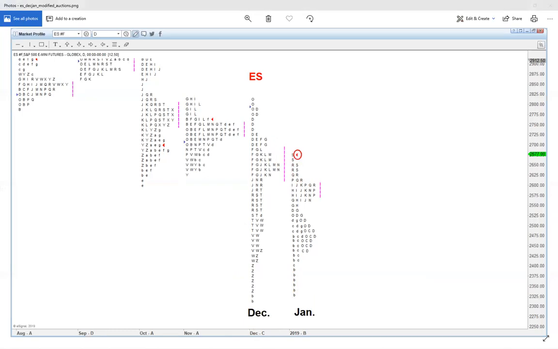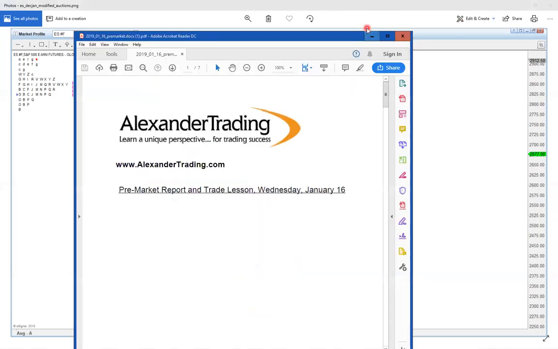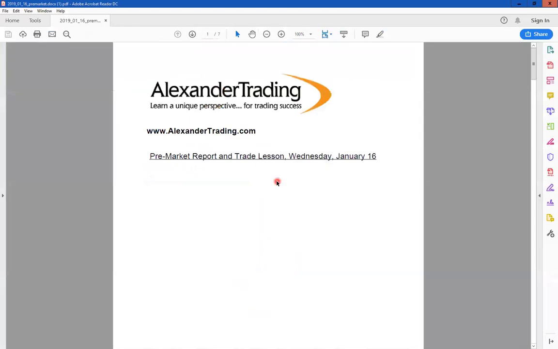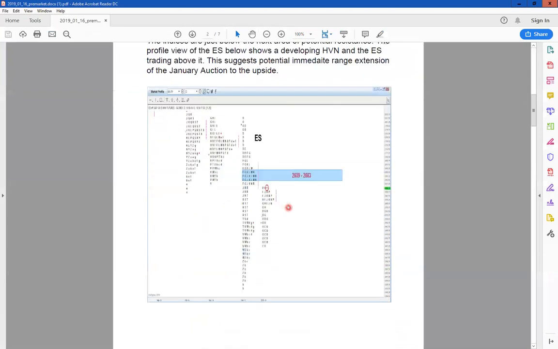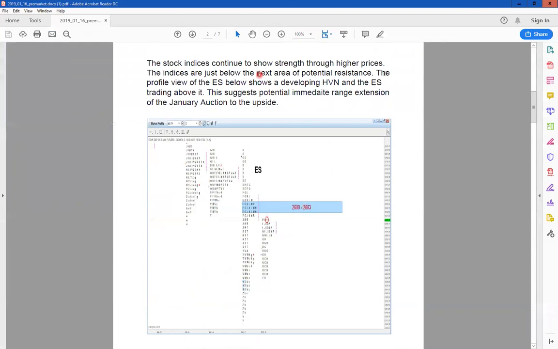Now, back on last Tuesday, I wrote a report for Wednesday, the 16th. And in that report, this is what the auction looked like at that point in time. The ES closed right here, and I said the stock indices continue to show strength through higher prices. The indices are just below the level of potential resistance.